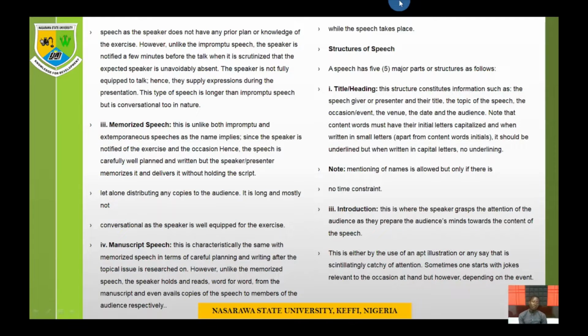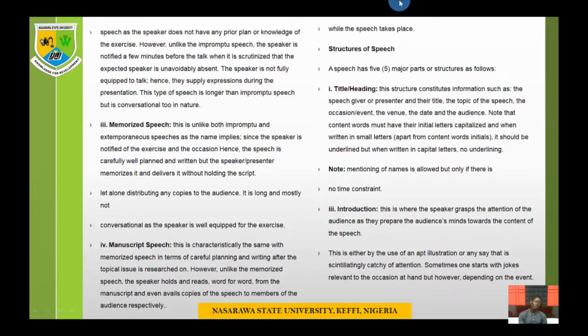You are being told maybe a week before the occasion. You have to prepare, you have to plan, you have to equip yourself. It is not like impromptu speech, it is not like extemporaneous speech. It is called memorized because you have to memorize what you have written. You don't hold any script when you do it. You drop it somewhere. Okay?